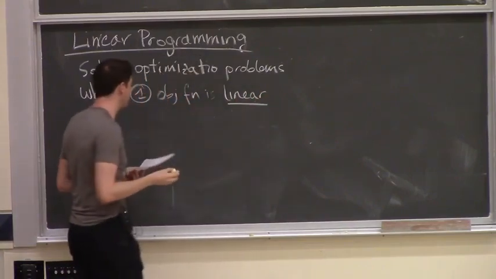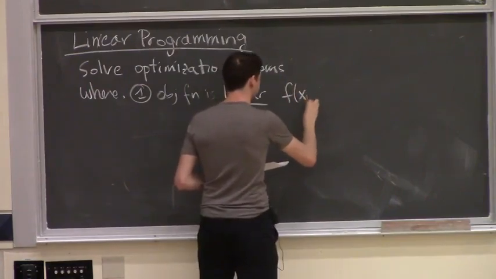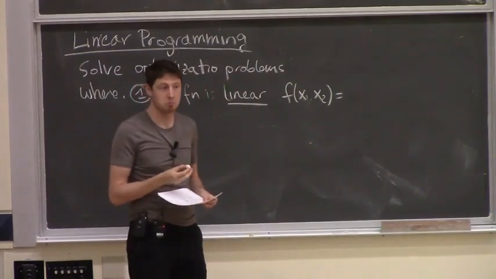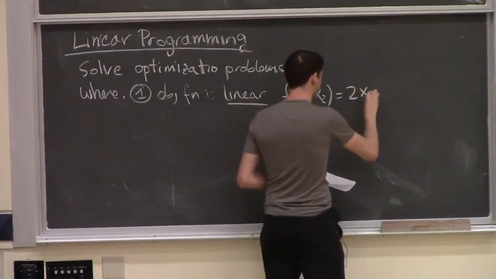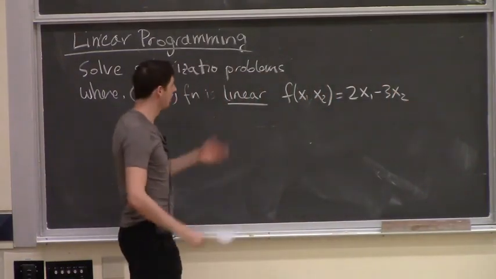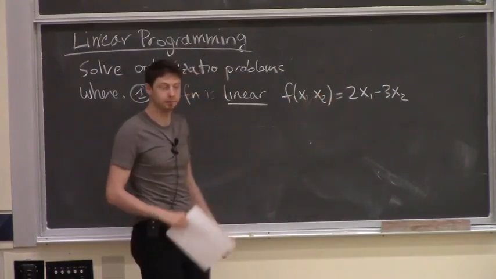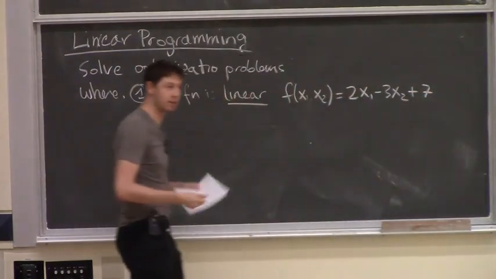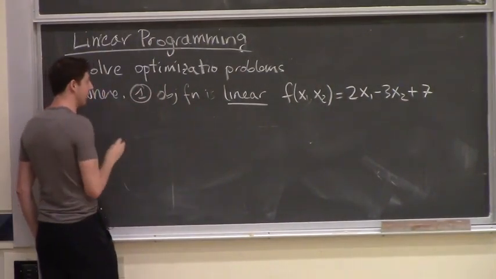Can anybody give me an example of a linear objective function? For example, on two variables, let's say f takes x1, x2. What is an example of a linear function? Like x1 plus x2, or you can even put in some scalars. You could write down 2x1 minus 3x2. That's a linear function. Basically, you write down any of the variables with some scalars in front and you add them up. Can you put a constant? Sure, you can put a constant at the end, plus 7. That's a linear function. So that's one requirement: the objective function is linear.